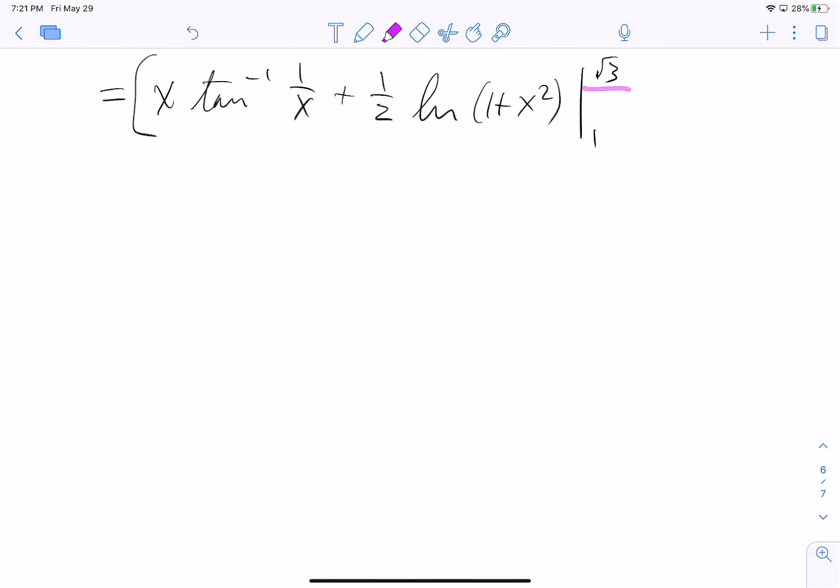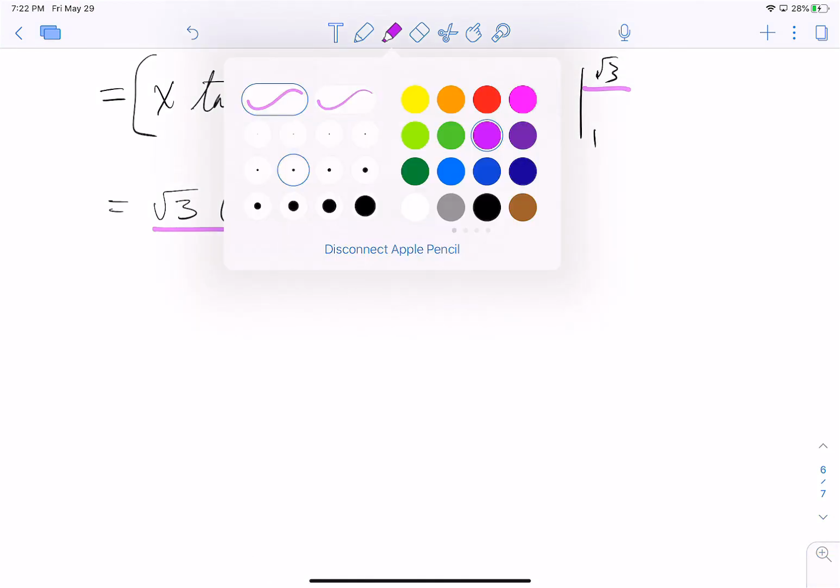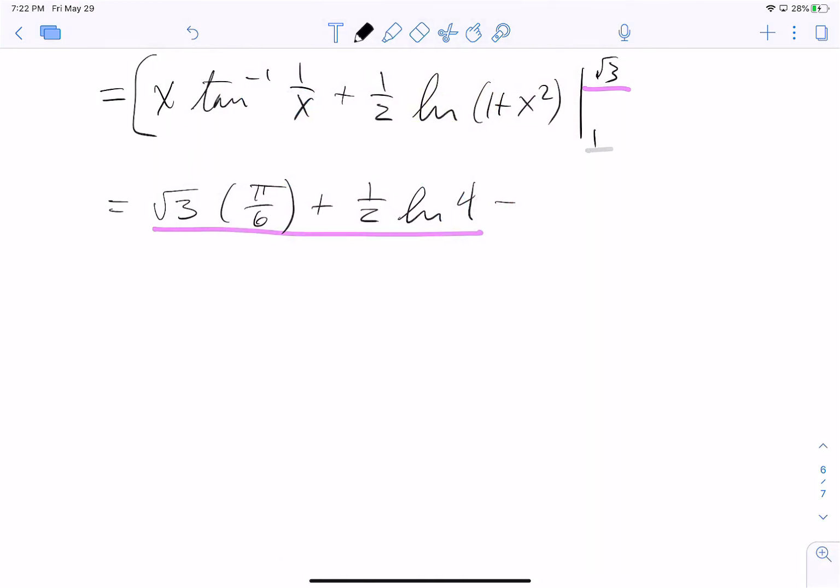Evaluating this expression for the square root of 3 is going to give us the square root of 3 times the angle whose tangent is 1 over the square root of 3, and that's going to be pi over 6, plus 1/2 times the natural log of 1 plus x squared, if x is the square root of 3, is equal to 4. Minus what happens when we put 1 in place of x, and that's going to be 1 times the angle whose tangent is 1, so that's pi over 4, plus 1/2 times the natural log of 1 plus 1 squared, and so natural log of 2.